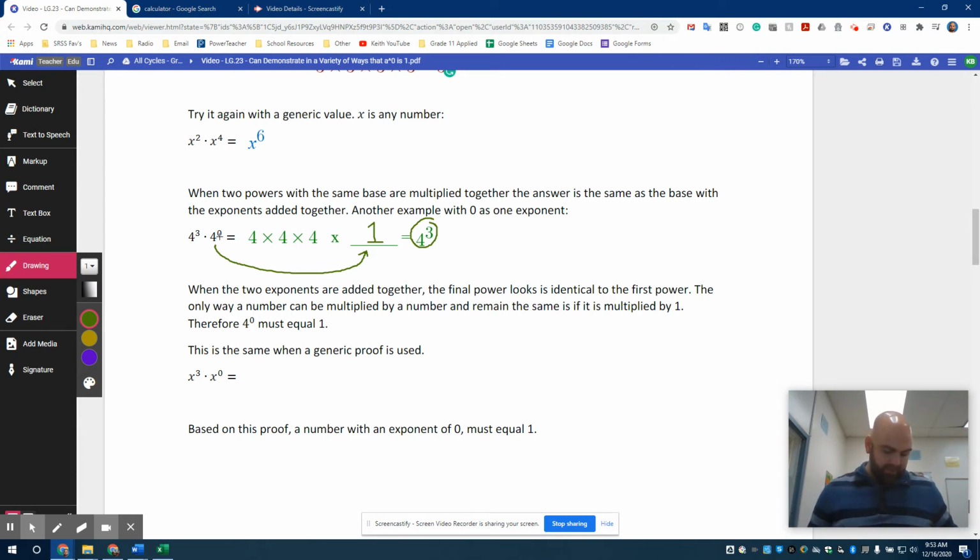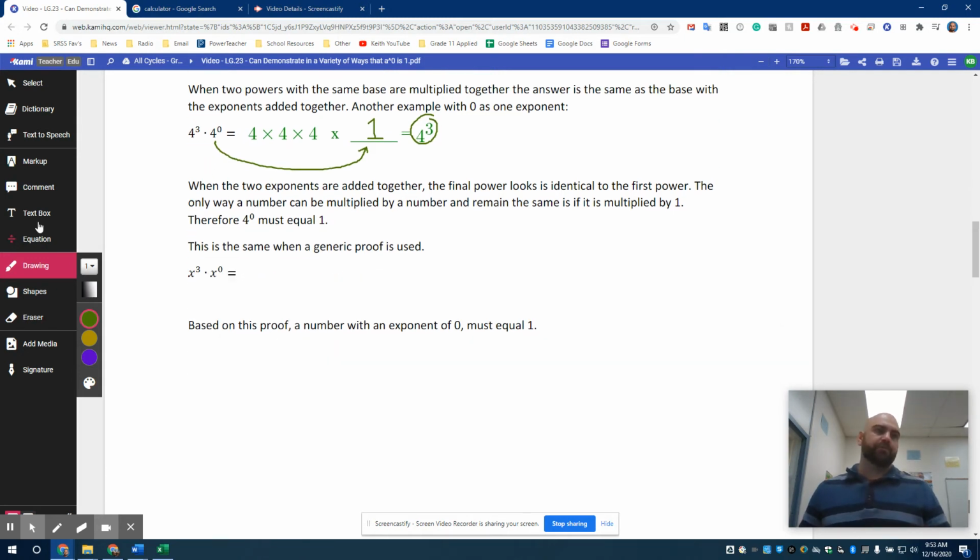Now here's where we get to the deductive part where we actually use variables. Let's take a look at the generic proof. Here we have x to the power 3 and x to the power of 0. Using the same philosophy that we went through earlier, we know that 3 plus 0 is going to equal our final exponent. So this would be x to the power of 3.